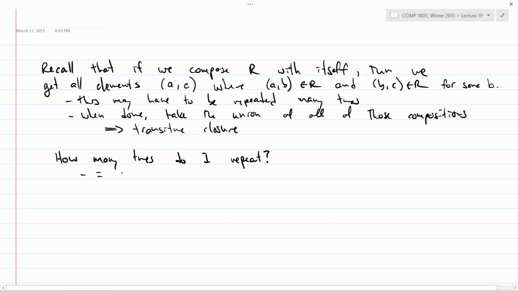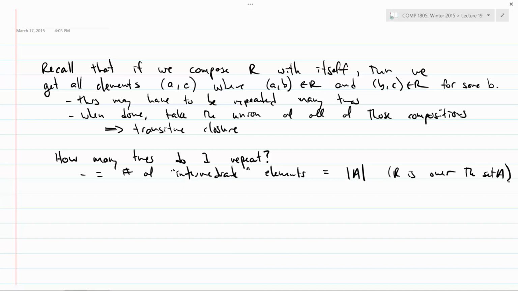Well, this is the same as the number of, I'll call them intermediate elements. All right, and that's just exactly the size of A. So R is over the set A. Is that believable? Does that make sense to people? All right. So you might have to do at most the size of A compositions, but sometimes it will be less, and you can tell that you're done whenever you get an answer you've already got.